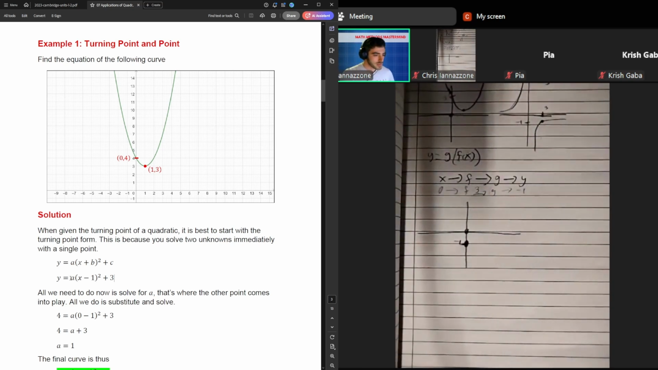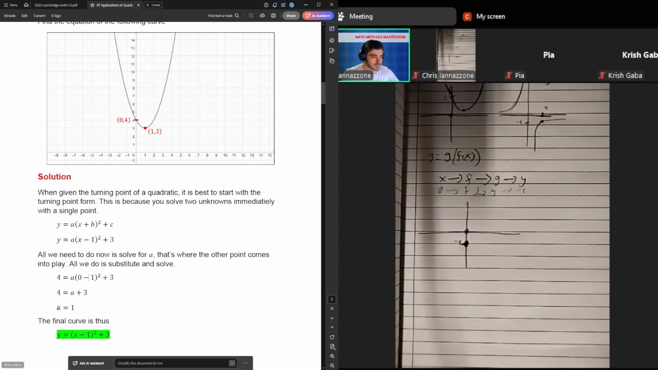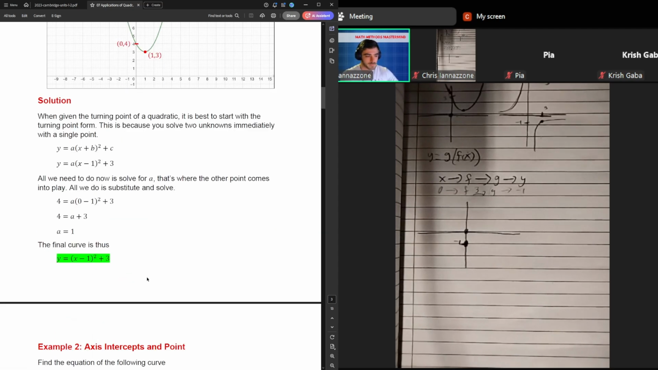So from there, you're always going to have this a value that's left over. In pretty much every case that I've ever seen, you solve for a by rearranging, after you sub in another point. So in this case, you have x equals 0, y equals 4. You sub those in, you get your a equals 1.